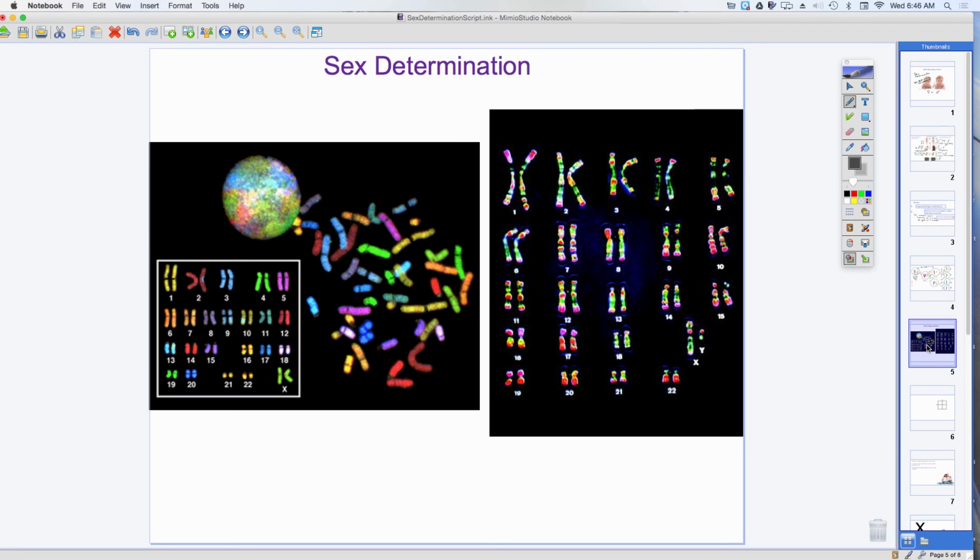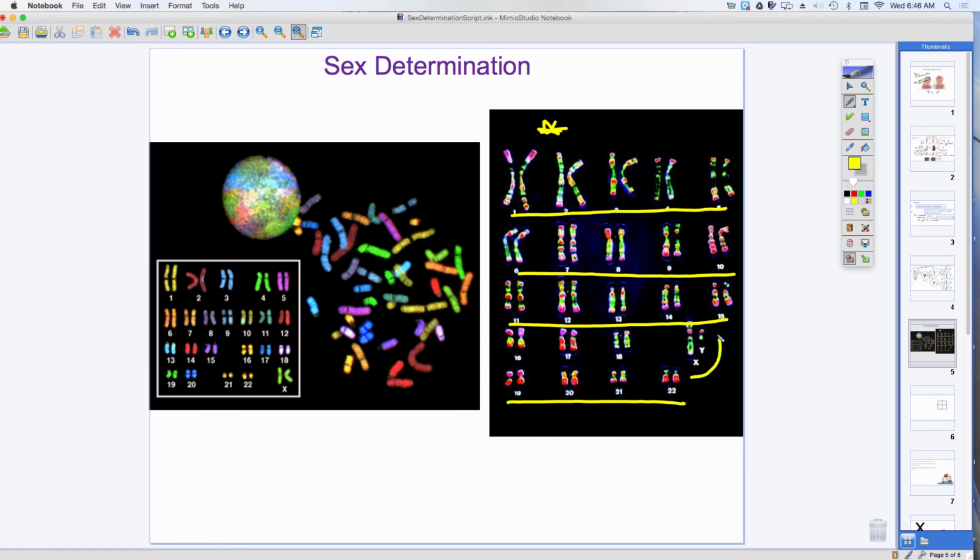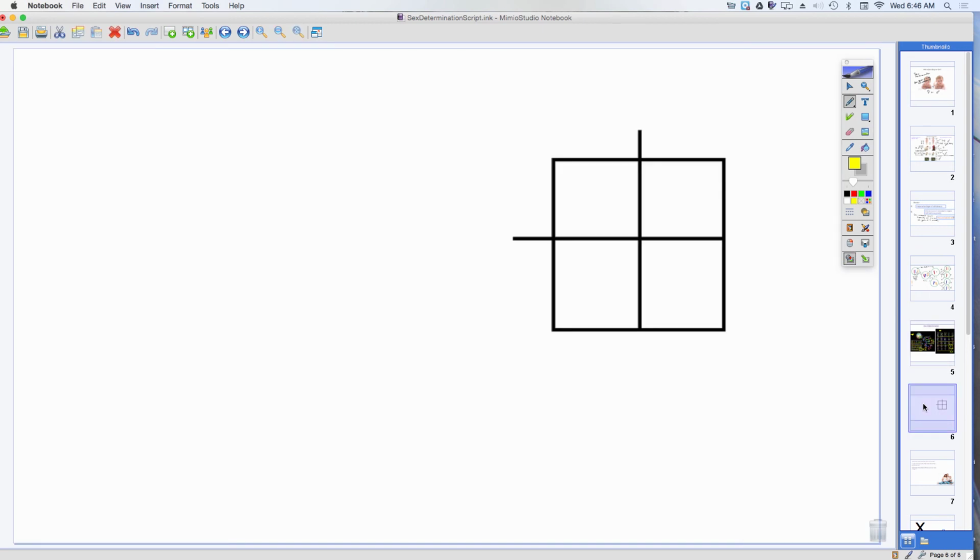When we look at a human karyotype, we can actually see the distinction between the X and the Y chromosomes. Notice in this karyotype here, chromosomes 1 through 22 are all paired pretty evenly, and then we get this set here where we have a big X and a little Y. In our second karyotype, again, chromosomes 1 through 22 are paired, and then that last one is paired as well. So this is our X and our X.